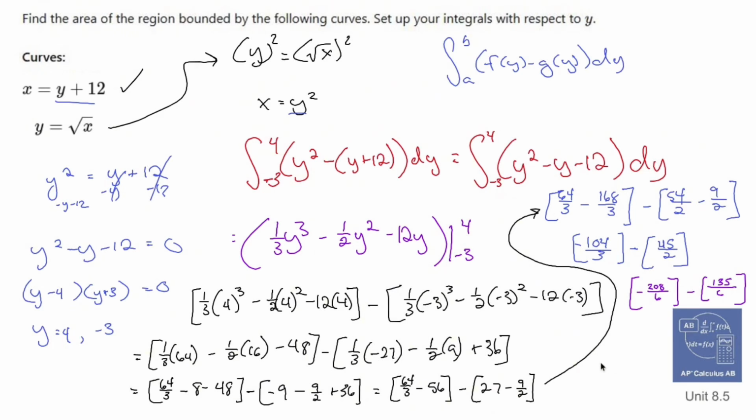And this is going to be a negative 343 over 6, which means we chose wrong. It's actually positive. So we'll just get rid of that because we are out of room.